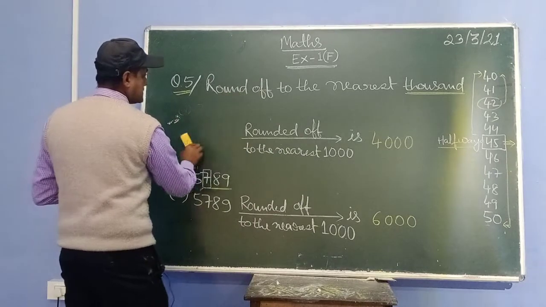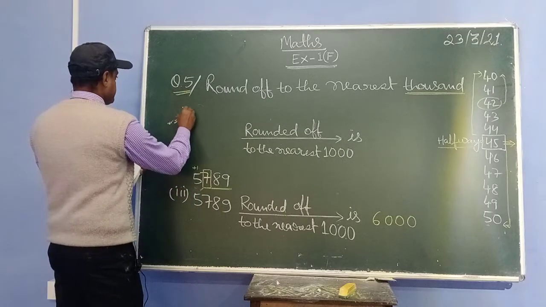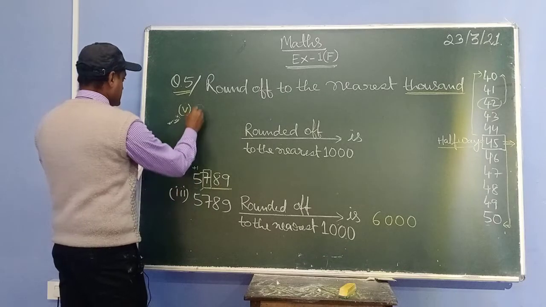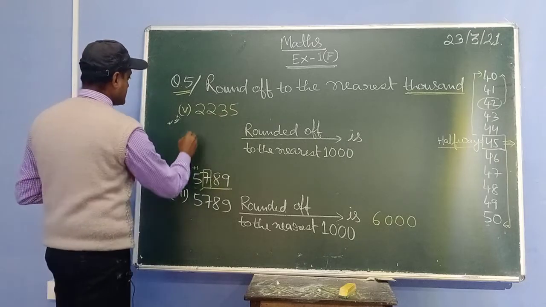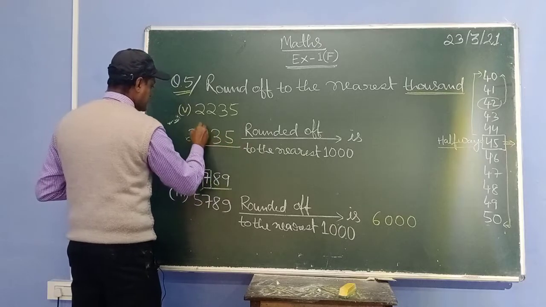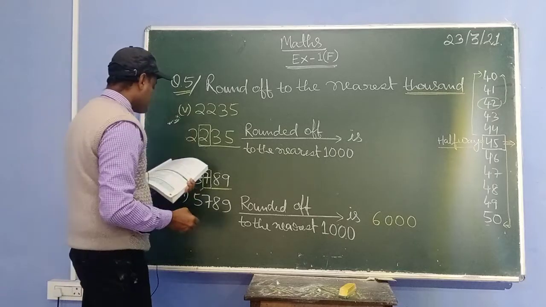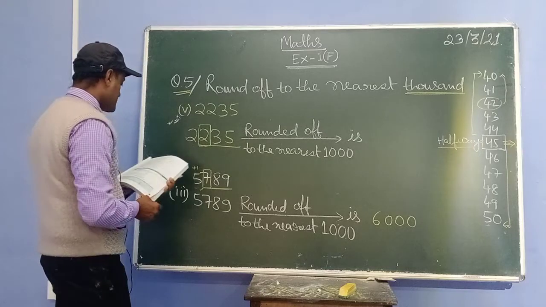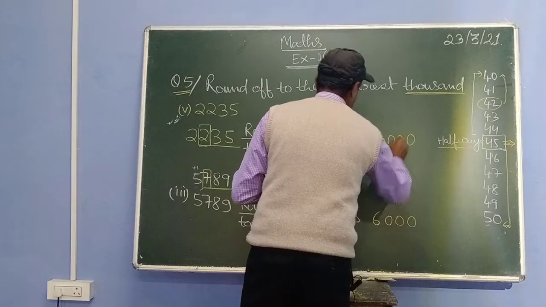In the same way, we will do part 5. Part 5 is 2235. Now if you see, 2 is less than 5, so we will not do the increment. What will we write? The rounded off to the nearest 1000 of 2235 is 2000.